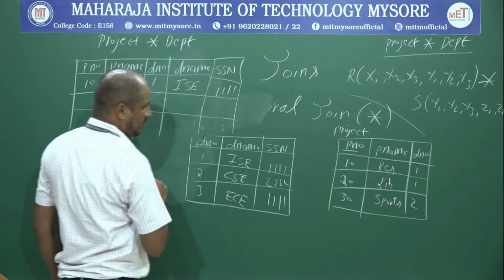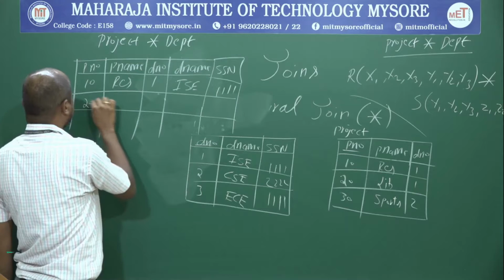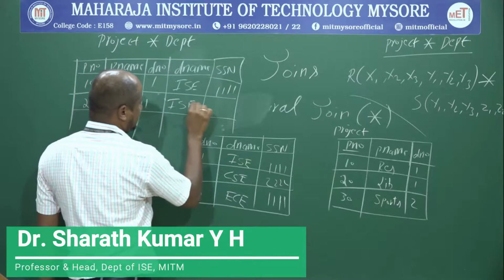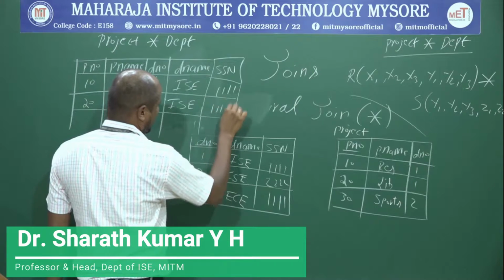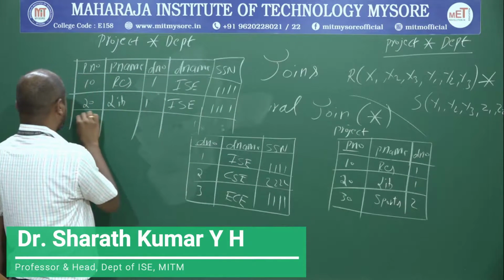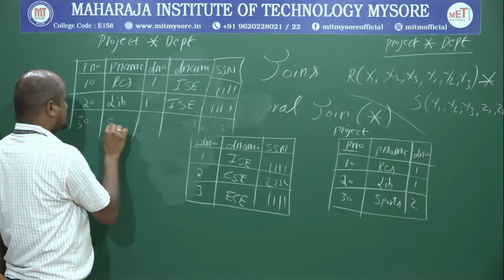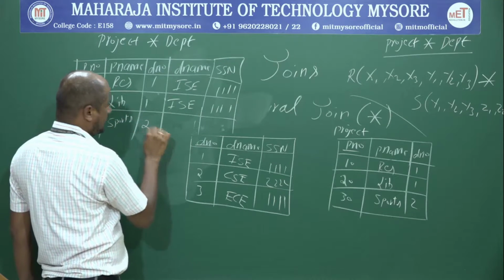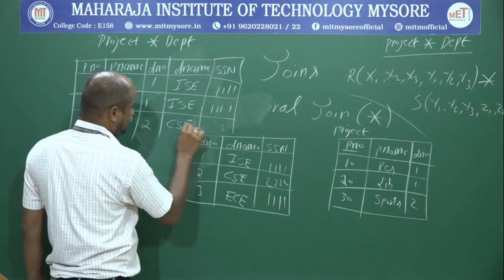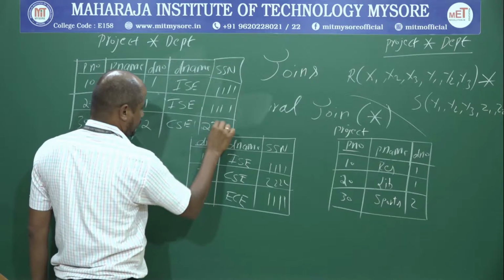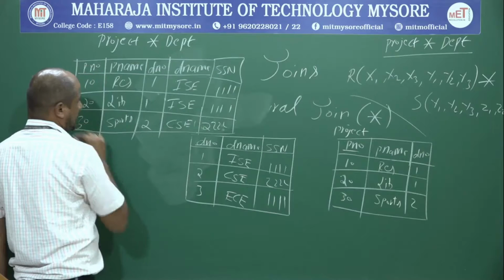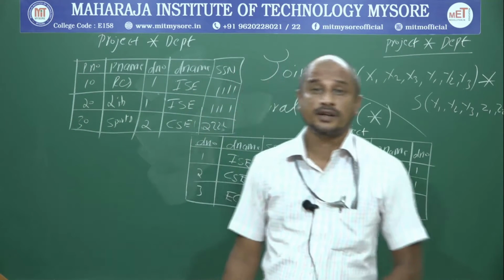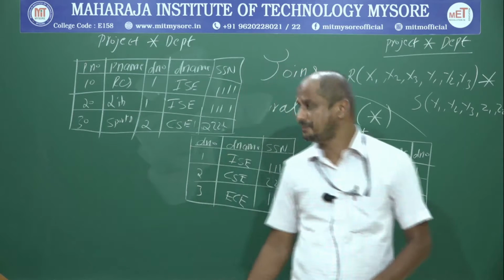It's working beautifully, right? So 20, library, 1, ISC, 1111, right? So 30, sports, okay, 2, CSE with 2, 2, 2. This is a table I have built using natural join, right?